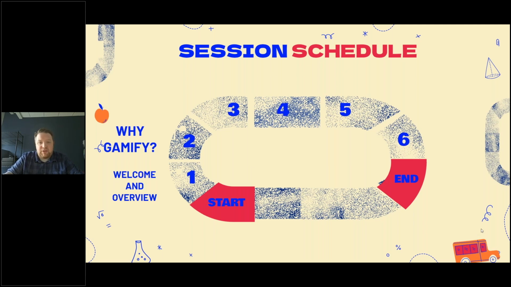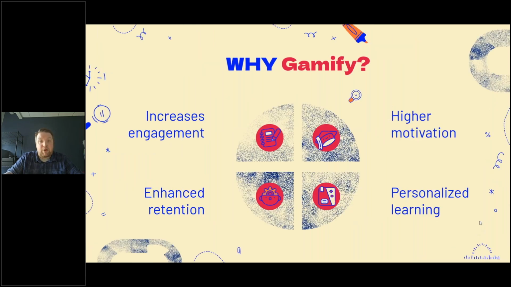Why do we want to do this with our students, or why should we do this with our students? The research shows that gamifying our lessons and our content really does increase the engagement of our students. It can lead to higher motivation for our students to want to learn the different things that we are teaching. And it really does have enhanced retention rates for our students.